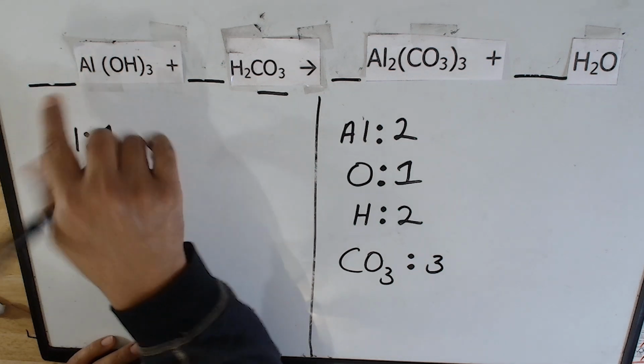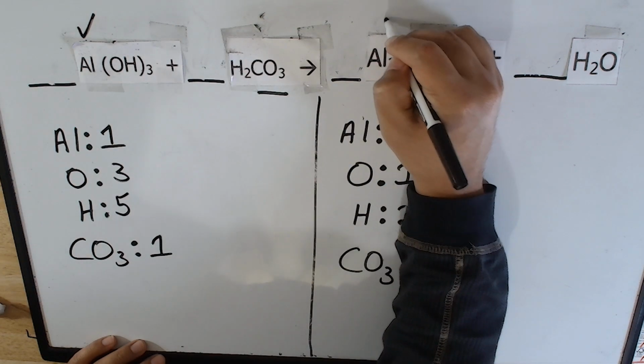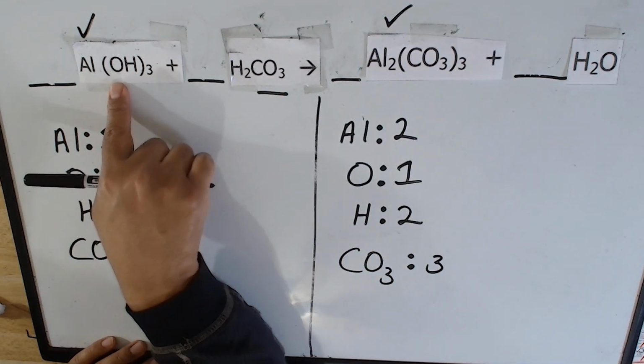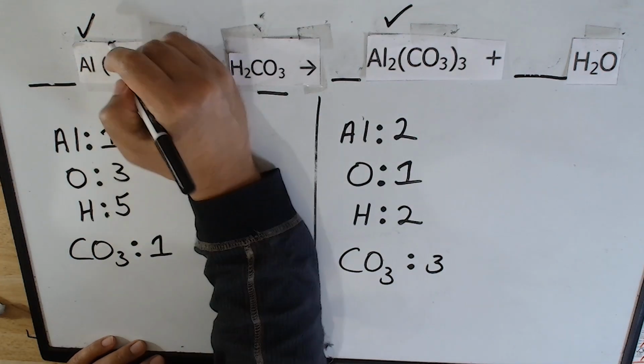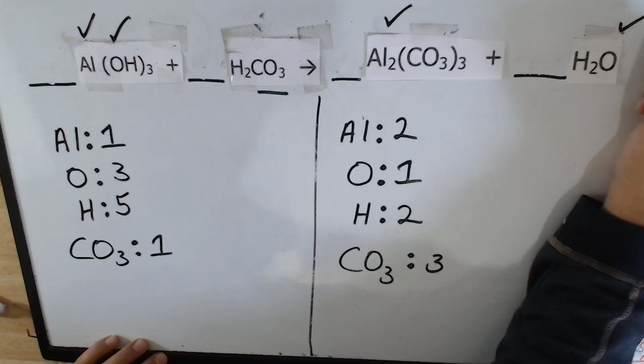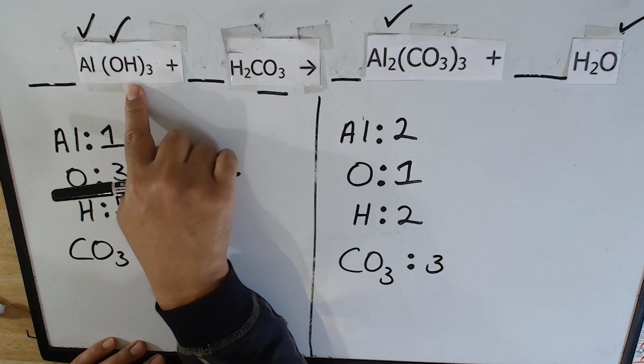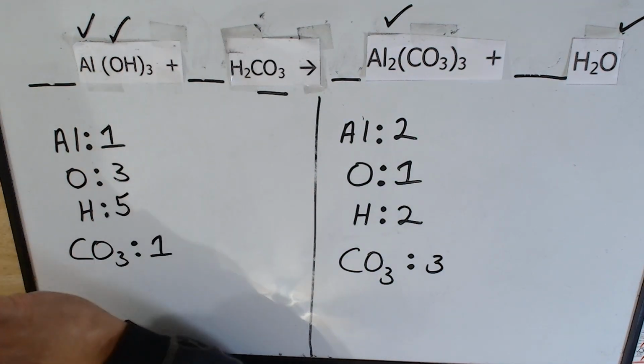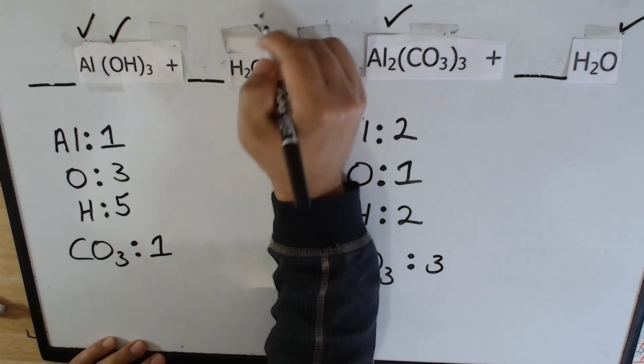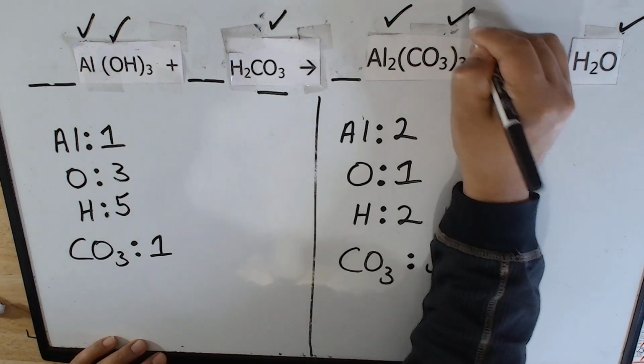So aluminum appears one time in each side. Oxygen, it appears one time. Hydrogen, it appears 1 and 2 times, so it's already a no. Carbonate, it appears 1 time.